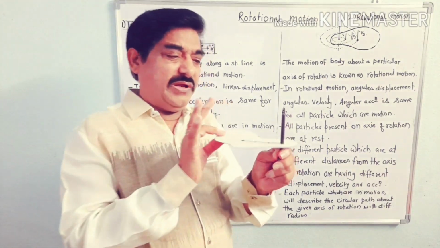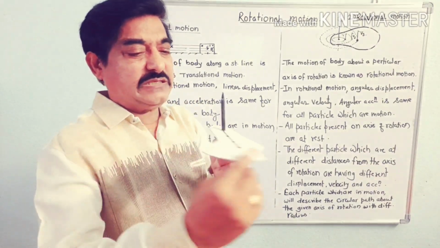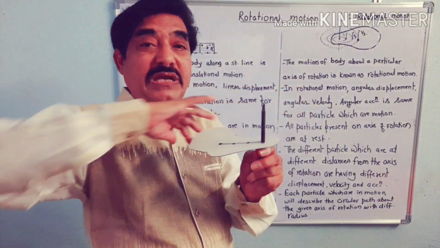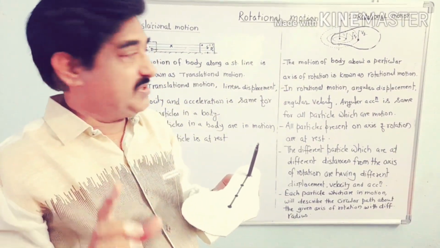म्हणजे एखाद्या बॉडीच्या मधून जर ॲक्सिस ऑफ रोटेशन पास होत असेल आणि त्या ॲक्सिस भोवती जर ही बॉडी रोटेट होत असेल तर अशा प्रकारच्या मोशनला रोटेशनल मोशन असं म्हणायचं.